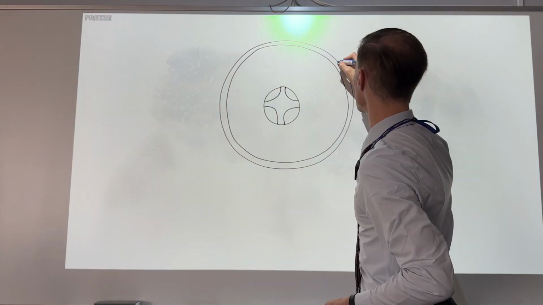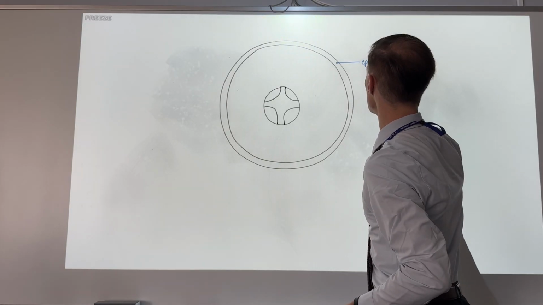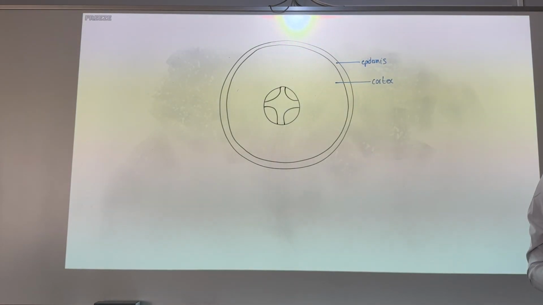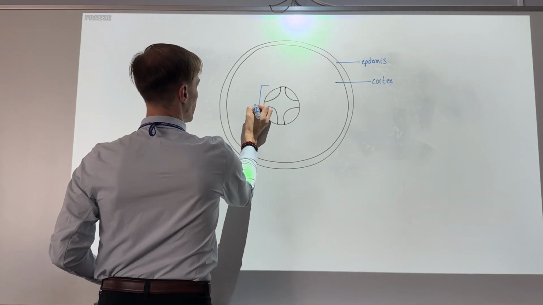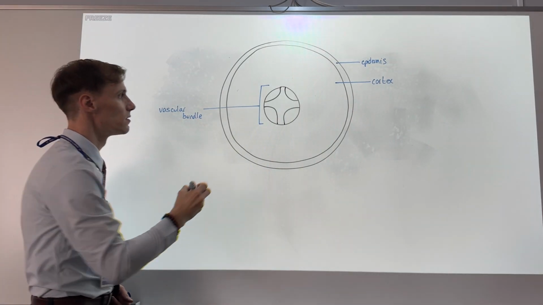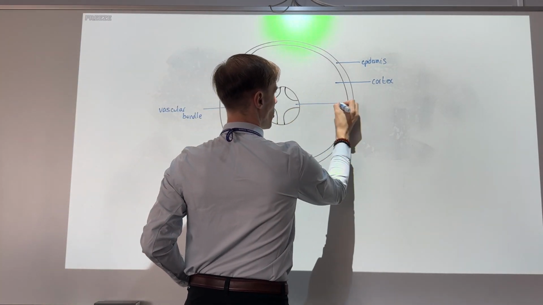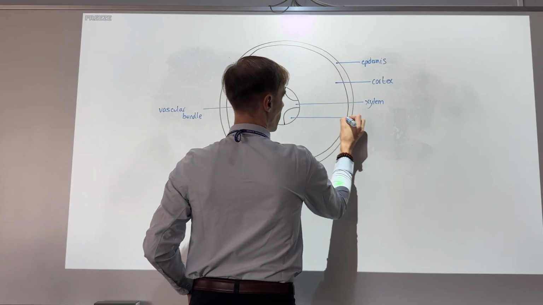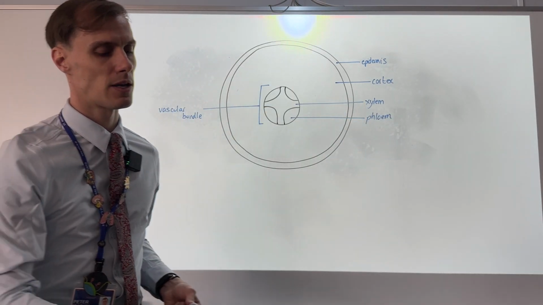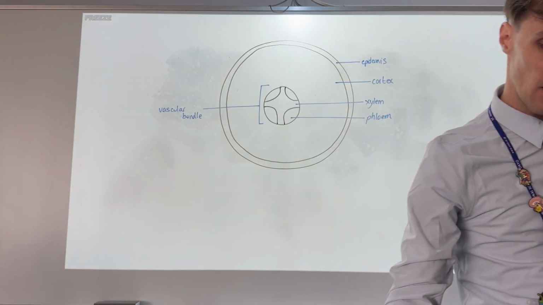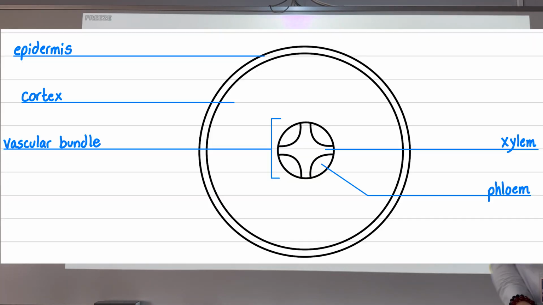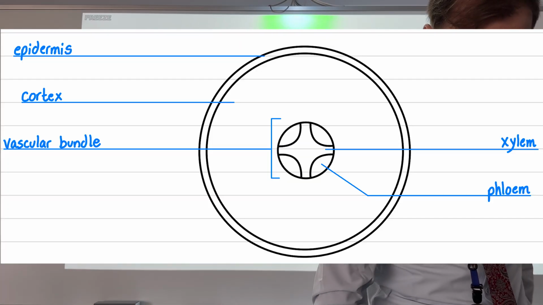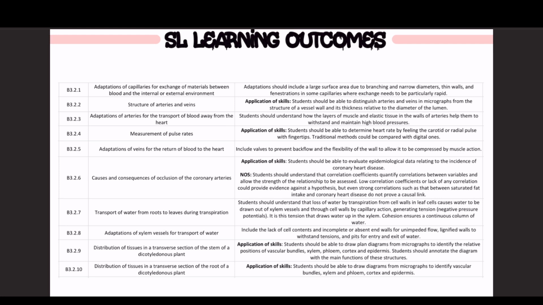We're done. Outside would be the epidermis. Inside is the cortex. This whole thing together is the vascular bundle. This larger cross shape here, this is the xylem. And then here would be the phloem right here. So again, not too bad. Pretty straightforward. Let's go over the standard level learning outcomes for subtopic B3.2 Transport.